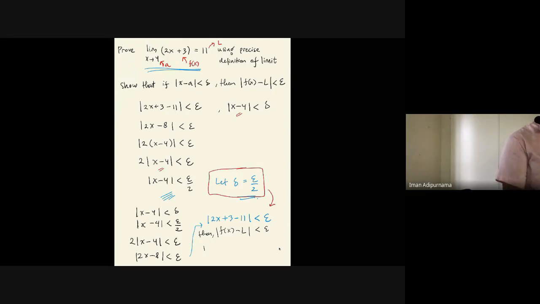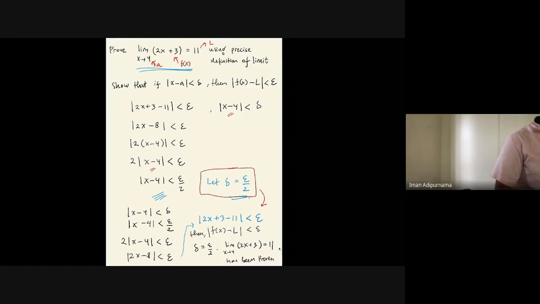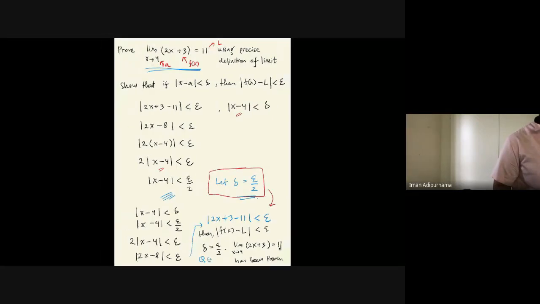when the delta is epsilon over 2, the limit has been proven. Or actually, you can say also using the QED or just words, it has been proven that this limit is true, or any word that concludes that you have proven all of this.